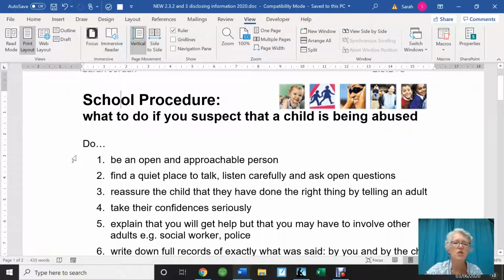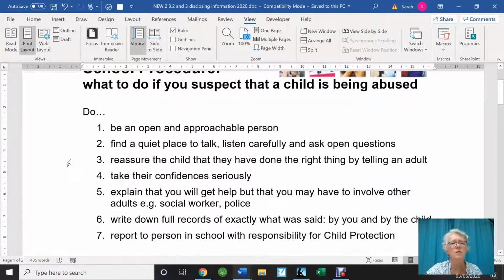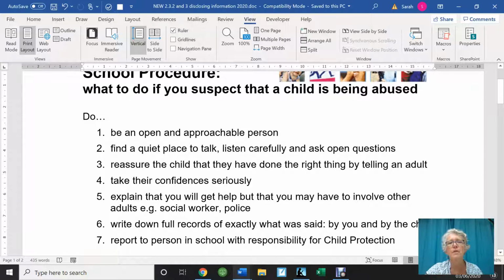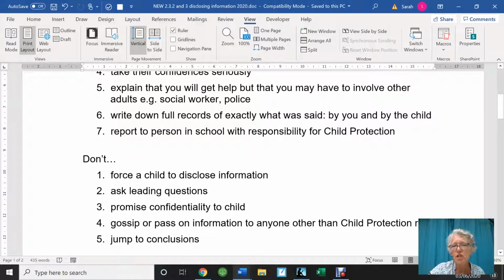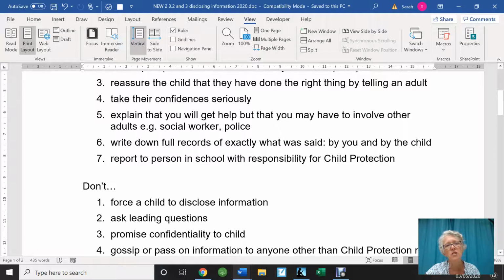So the school procedure, we've got some do's and some don'ts. Do be an open and approachable person. Find a quiet place to talk. Listen carefully and ask open questions. So I think it says down here, don't force a child to tell you anything and don't ask leading questions. So you might just like to say, are you okay? Has something happened? What has happened? Do you want to talk about it? Don't be saying things like, did daddy hit you? That's a leading question.